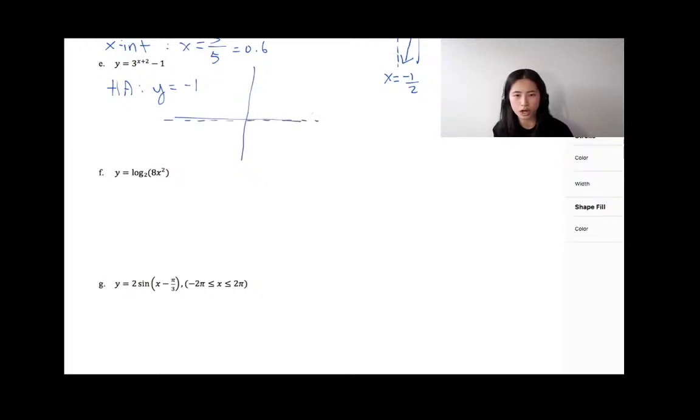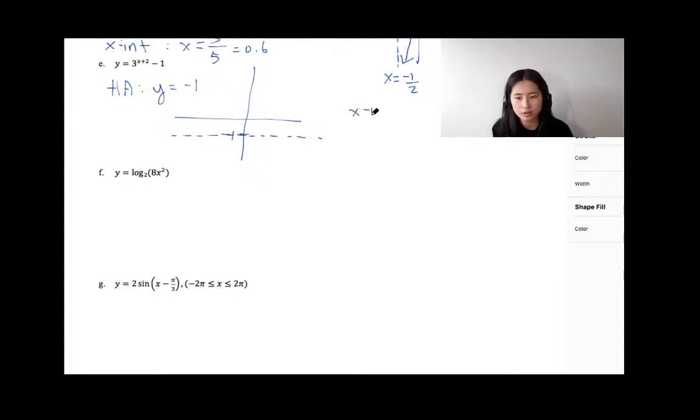So that's, sorry, not there. That's 0, right? -1 is right here. Okay, that's where your horizontal asymptote is. So we also have y and x intercepts, right?